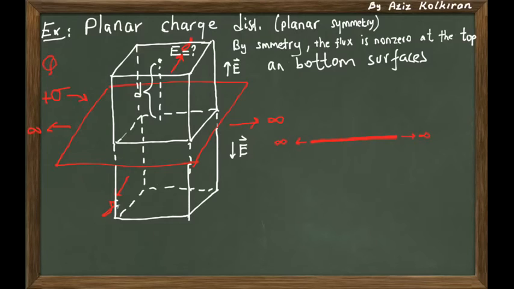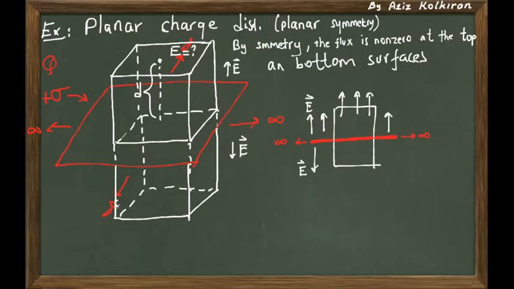Alright, so maybe it is better to picture this distribution from a side view, and the cross section will just look like this. We have this charge distribution, and this line represents the plane, and the plane is perpendicular to the surface of the board, and this is our rectangular pillbox. Okay, so the electric field is up in the upper region, and it is down in the down region.